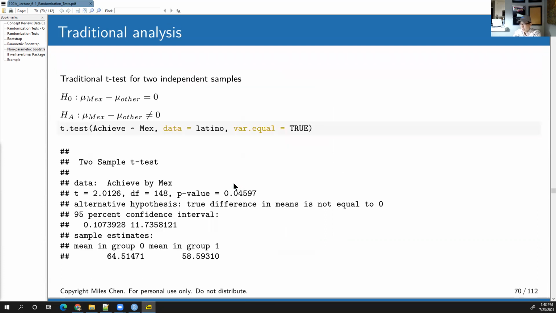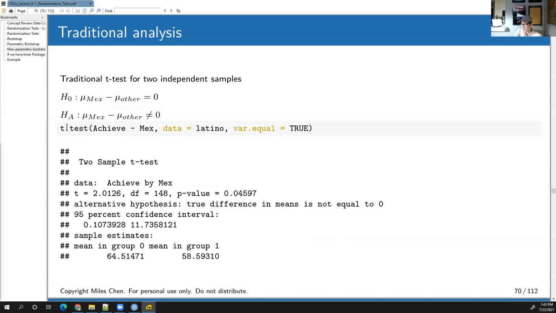Okay, and again, this is what we want to know, right? So our traditional t-test, the null is that the two means are equal, or that the difference between the two means is 0. And then the alternative is that the two means are not equal, that the difference is not 0.